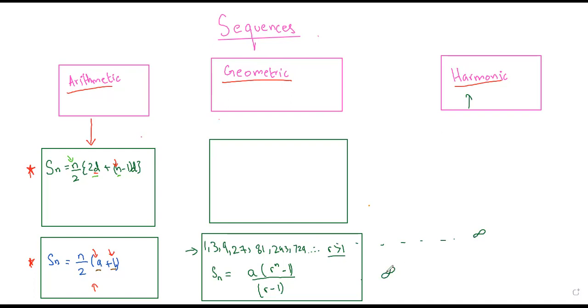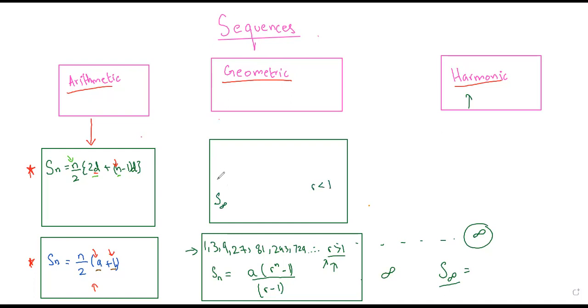Now, this is a thing. In case of r greater than 1, you cannot find the sum till infinity, right? Sum till infinity means that you are going on continuously, and you have to find the sum of all the terms. Now, for cases like these, when your r is greater than 1, your last term would be infinity. You cannot find sum till infinity, okay? You can find sum till infinity for such cases where you have r less than 1.